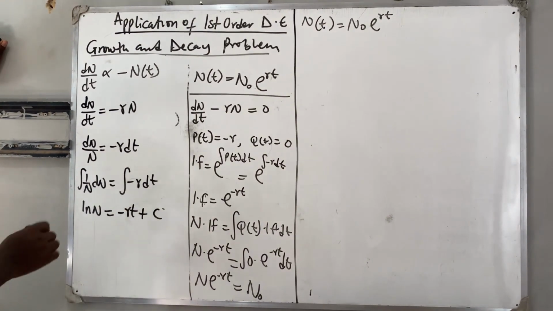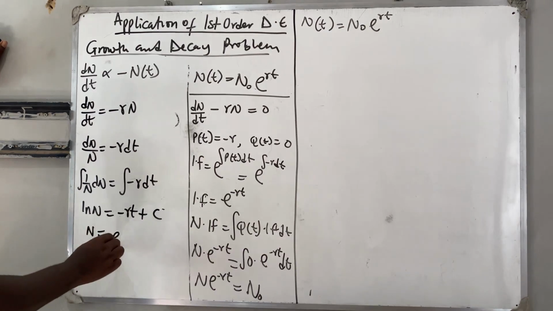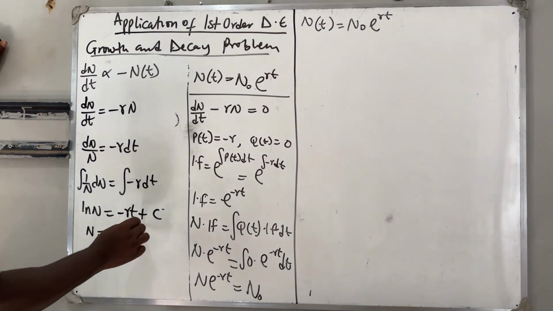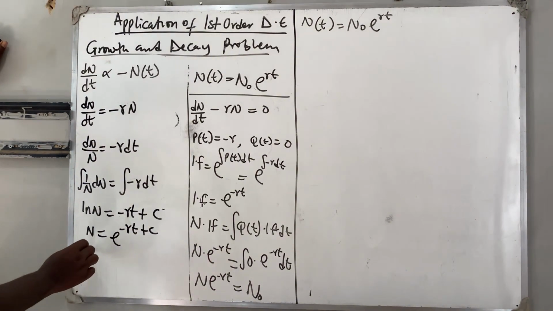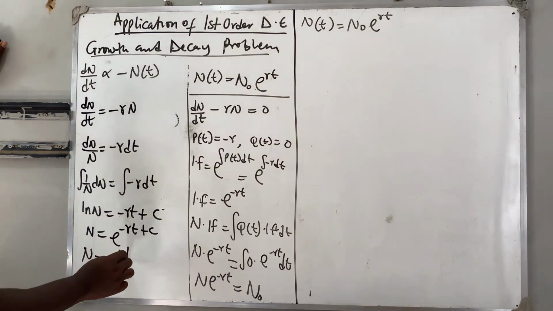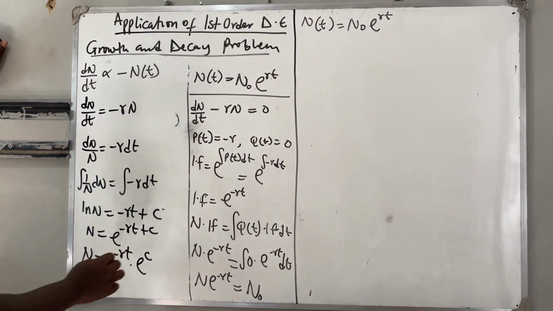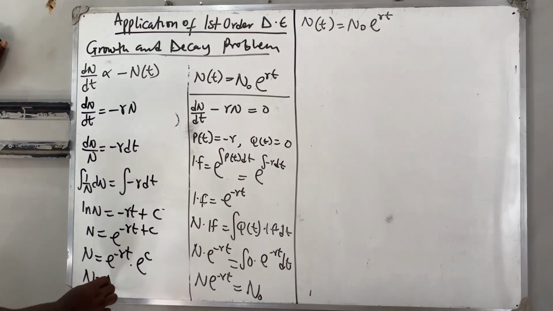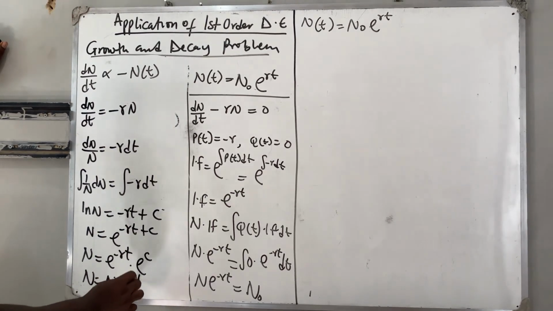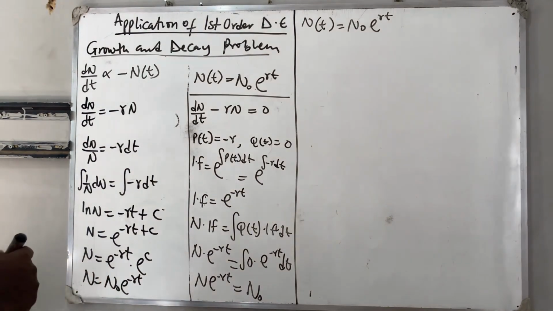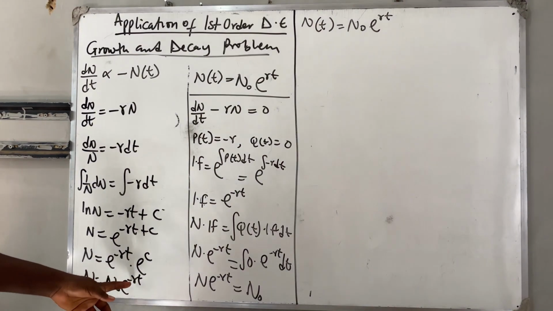So if we take exponential of both sides, we now have that N will give you exponential minus rt plus a constant. So which is what? N will now be exponential minus rt multiplied by exponential c. So N becomes N naught exponential minus rt. So the difference between decay and growth is what? Negative in the power here.